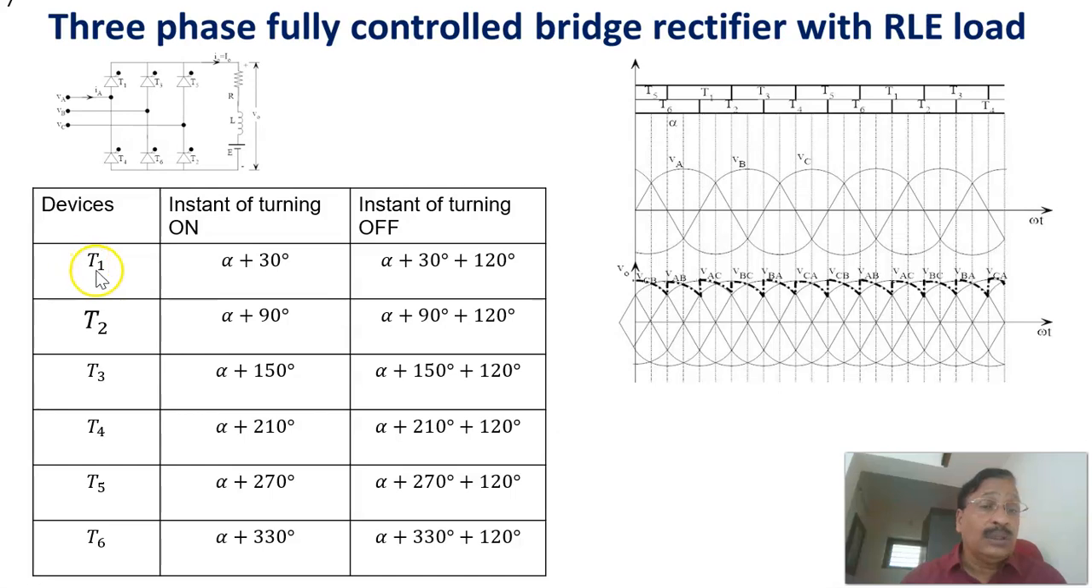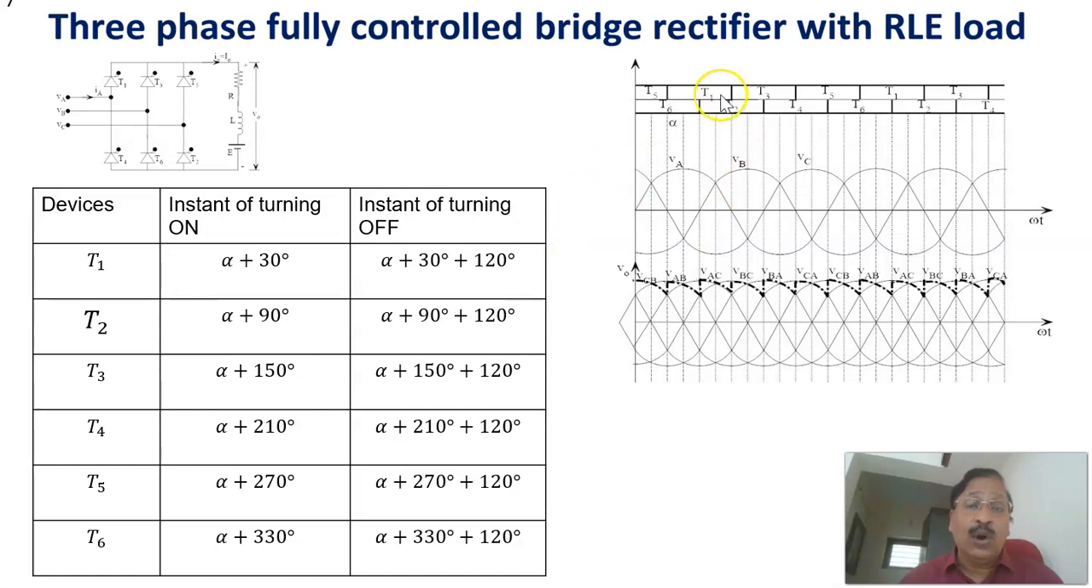We'll see that T1 will be conducting from alpha plus 30 to alpha plus 30 plus 120. That is, here this is 30 degrees, and the firing angle is measured from there. T1 conducts from alpha plus 30 to alpha plus 30 plus 120. Each one conducts for 120 degrees. Similarly, for the different thyristors, the conduction duration can be written: for T2, alpha plus 90 to alpha plus 90 plus 120 degrees. Therefore, each device conducts for a 120 degree duration.